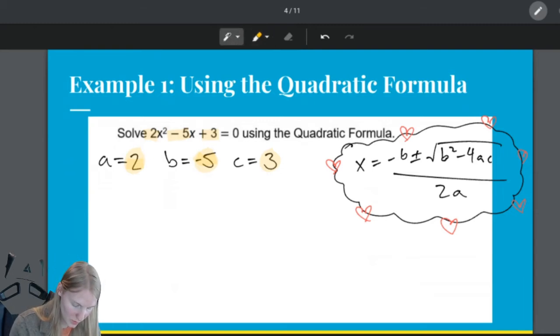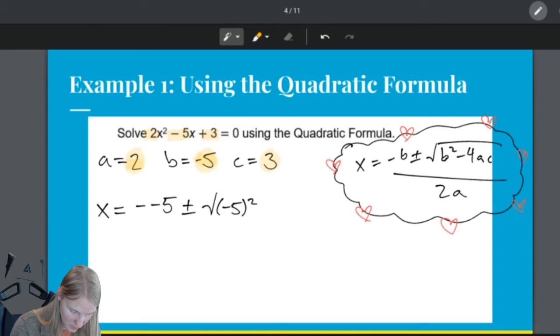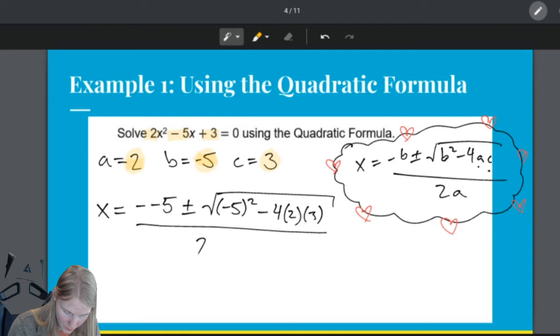Now, all we're going to do is put these numbers in here. So, x equals -b. And b is -5, so -b is -(-5), plus or minus the square root of b squared. So we're going to put that in parentheses. Minus 4 times a, which is 2, times c, which is 3. All over 2 times a, which is 2.